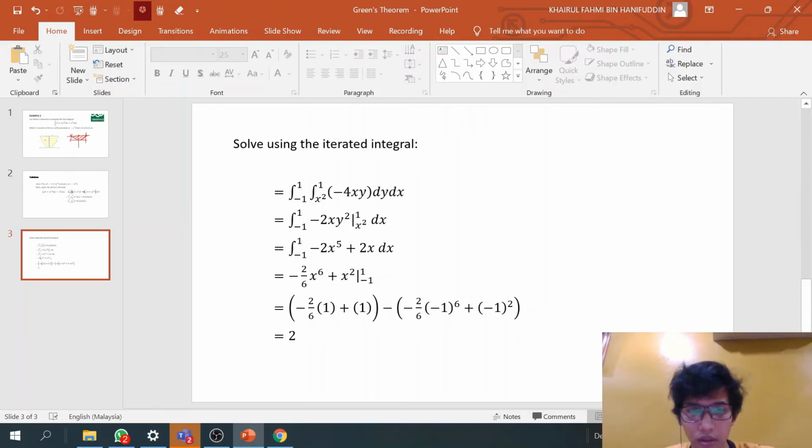So we integrate -4xy, which gives -2xy squared. Then we substitute x squared and 1, -2x.